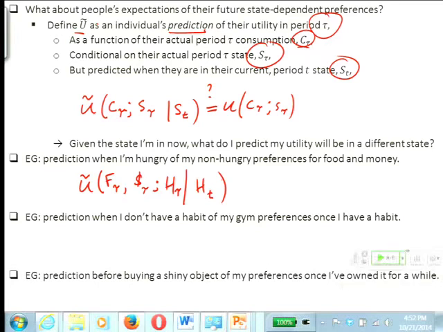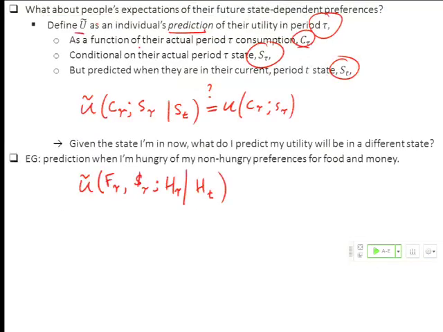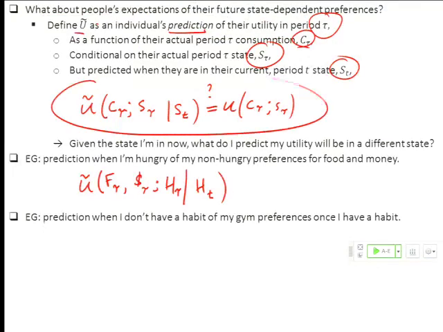And then there's the question of whether or not people predict the thing that Andrew was pointing out, which is the prediction before you buy a shiny object like a brand new scooter of how you'll feel about it once you've owned it for a while. And we could, just as an exercise, you can figure out how to notate each of those predicted utility functions. So the problem that we have in economics is that the Stigler-Becker model assumes rational expectations, right? So that was this. Okay.